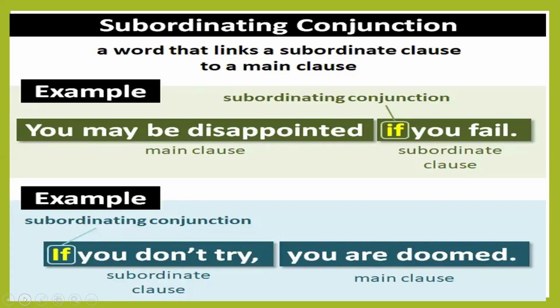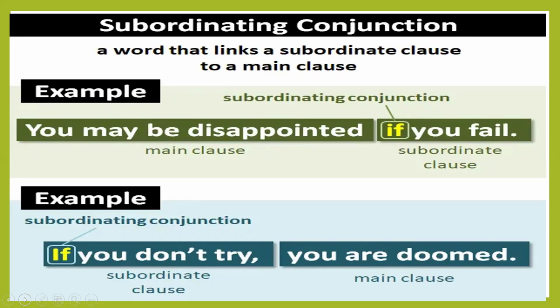An example is given here. A subordinative conjunction is a word that links a subordinate clause to a main clause. A subordinate clause is a dependent clause. A main clause is a principal clause, independent clause. Example: you may be disappointed if you fail. If you fail is the subordinate clause. You may be disappointed is the main clause. So the main clause and subordinate clause are joined with the help of a subordinative conjunction. And in this example, the subordinative conjunction is if.